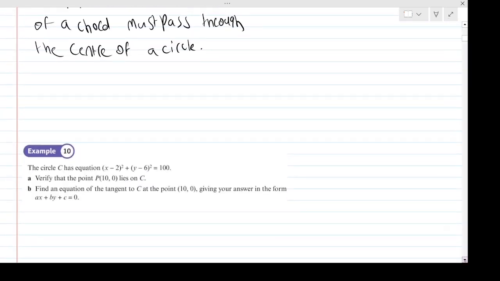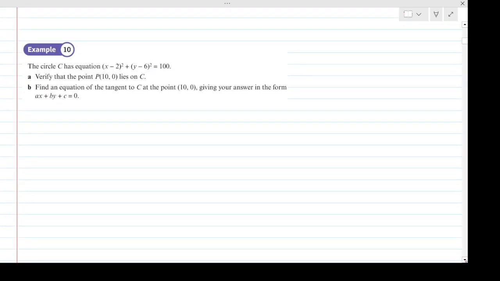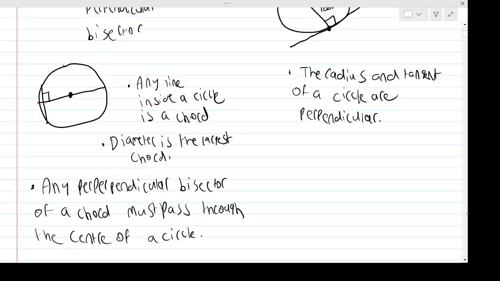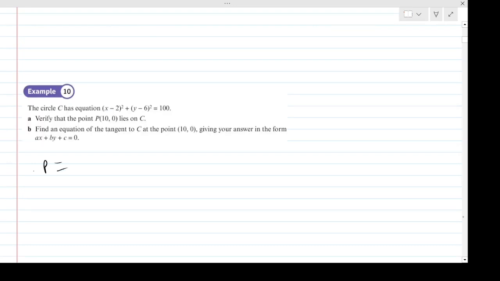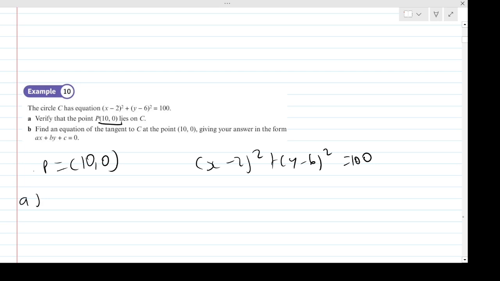So this example, example 10, we're given a circle C which has the equation (x − 2)² + (y − 6)² = 100. Verify that the point P lies on C, so we have P equal to (10, 0). We also have the equation of the circle given to us here. Now what we need for part A is to simply show that (10, 0) indeed is on the circle.